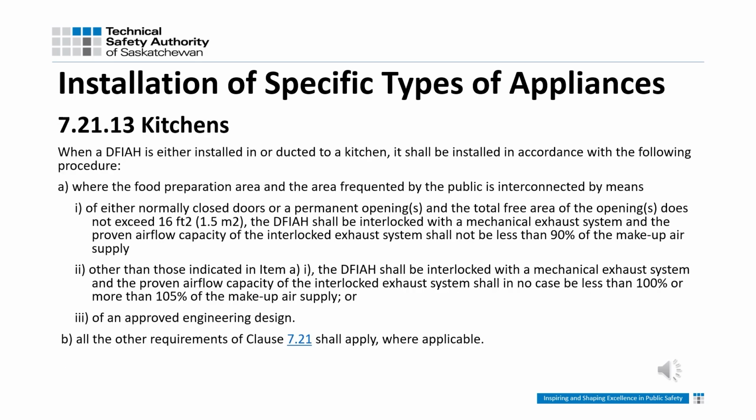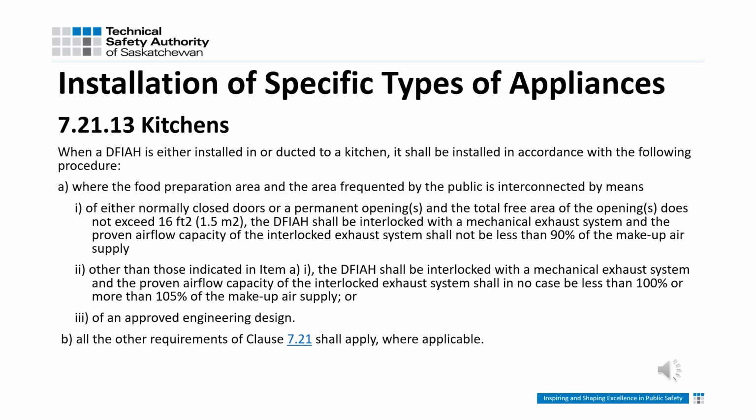7.21.13 kitchens is the same clause as 7.20.14, except the makeup air has been changed to a non-recirculating direct gas-fired industrial air heater, or DFIAH. Once again, Clause A3 was added of an approved engineering design to give more options, but everything else has stayed the same from the 2020 code.